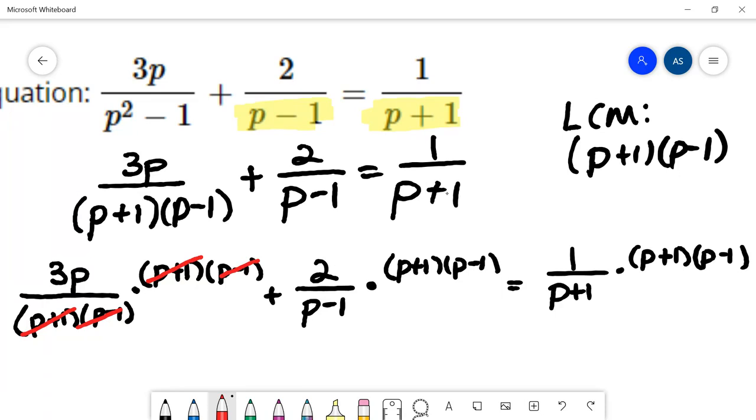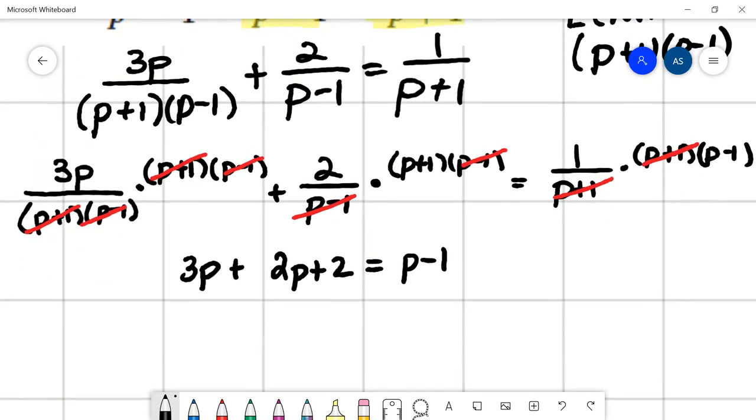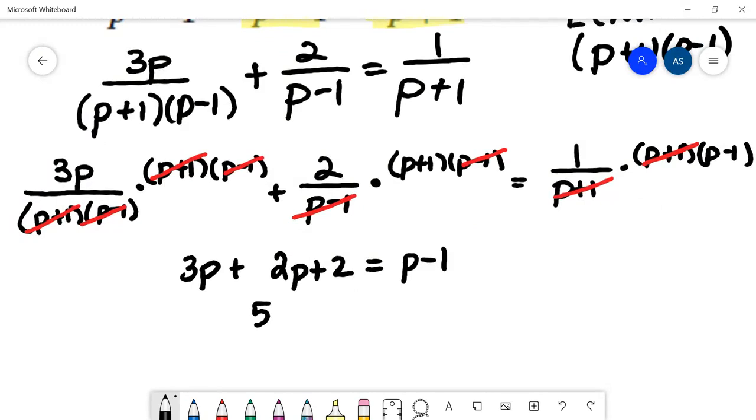So we canceled out p plus 1 and p minus 1 from the first term, p minus 1 from the second term, and p plus 1 from the third term. So we've got all our denominators canceled, and let's write down what's left. So in that first term, the only thing left is 3p. In the next term, we have 2 times p plus 1. That's 2p plus 2. And on the other side of the equation, 1 times p minus 1 is p minus 1. So I'm going to combine like terms. This is 5p plus 2 equals p minus 1.